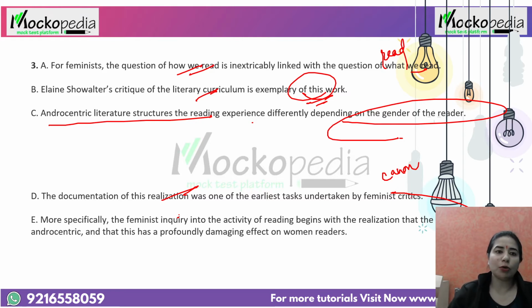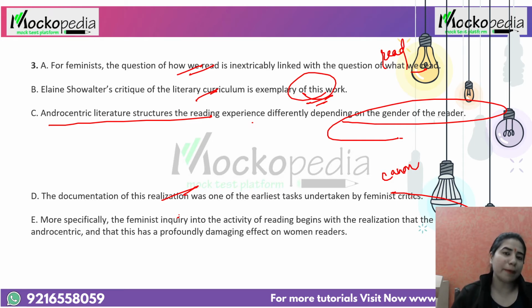The context is talking about how feminists would consider the thought process. Like statement A, for a feminist the question of how we read is linked to the question, so what is my understanding, what is my thought process of reading is dependent on the question of what am I reading, right? And the documentation of this realization was earliest task undertaken by feminist critics. So we will see more specifically the feminist inquiry into the activity of reading begins with the realization that literary canon is androcentric.